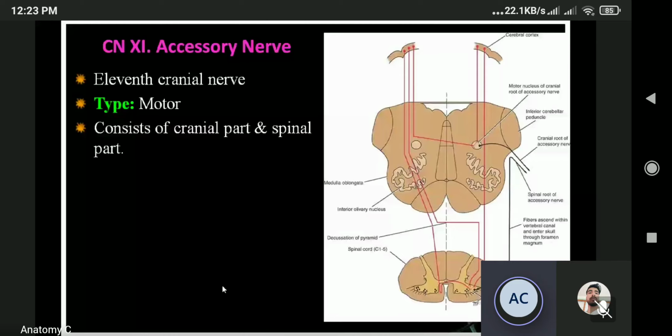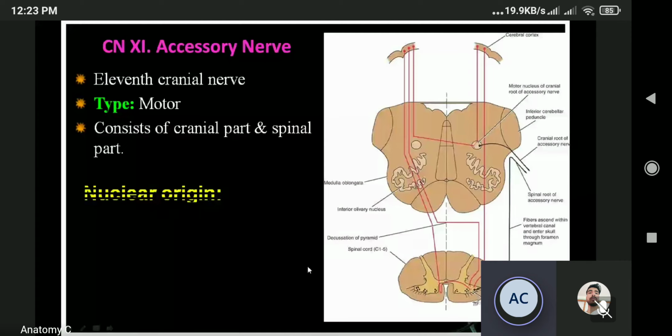Now this accessory nerve is the 11th cranial nerve, and this is purely motor. So whatever functional component is there in the accessory nerve is mainly efferent. The cranial part of the accessory nerve is innervating the muscles of the larynx and pharynx through vagus. So what will be the functional component for this one? Special visceral efferent, because this one is 9, 10, 11 nucleus ambiguus. So this is the motor nucleus of the accessory nerve.